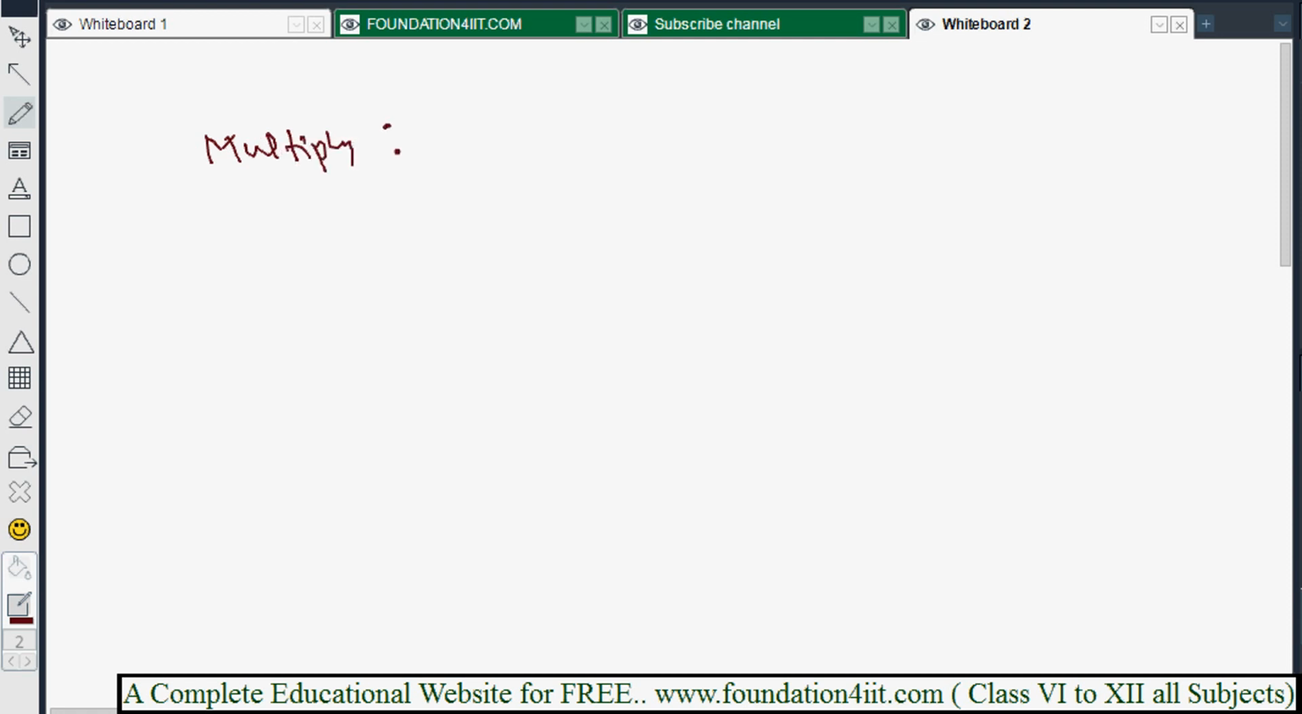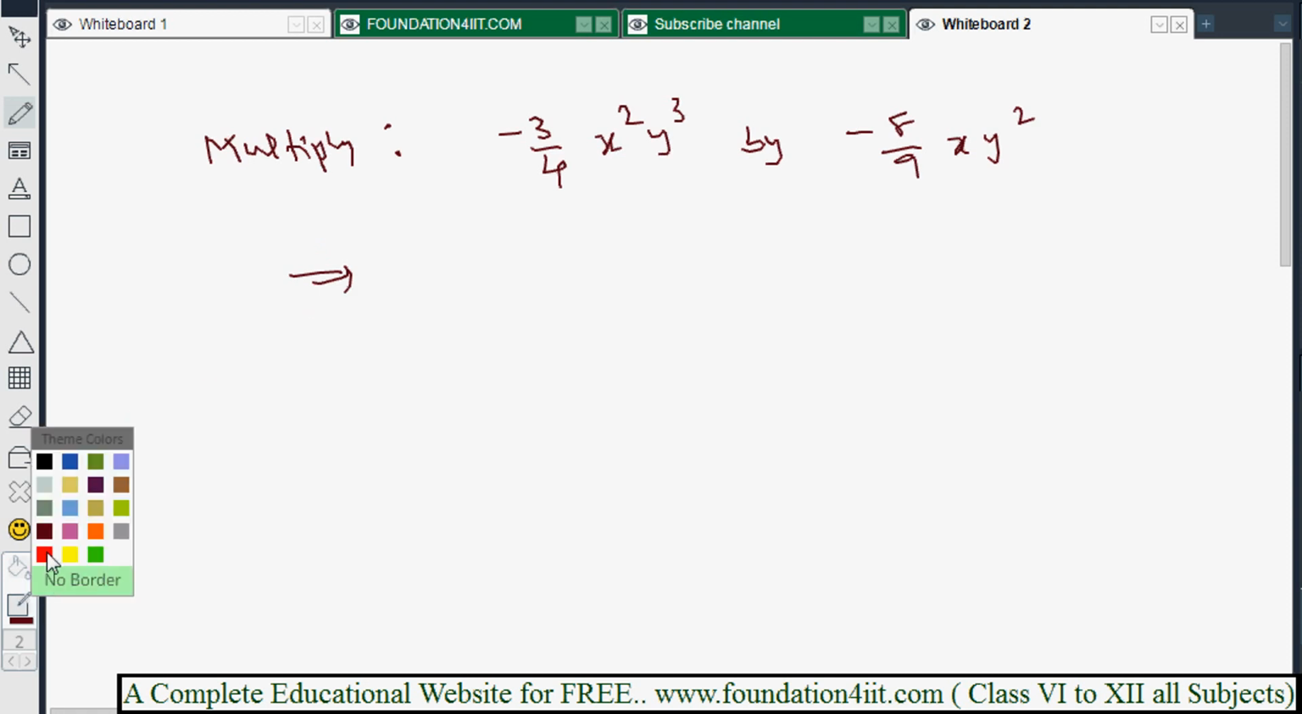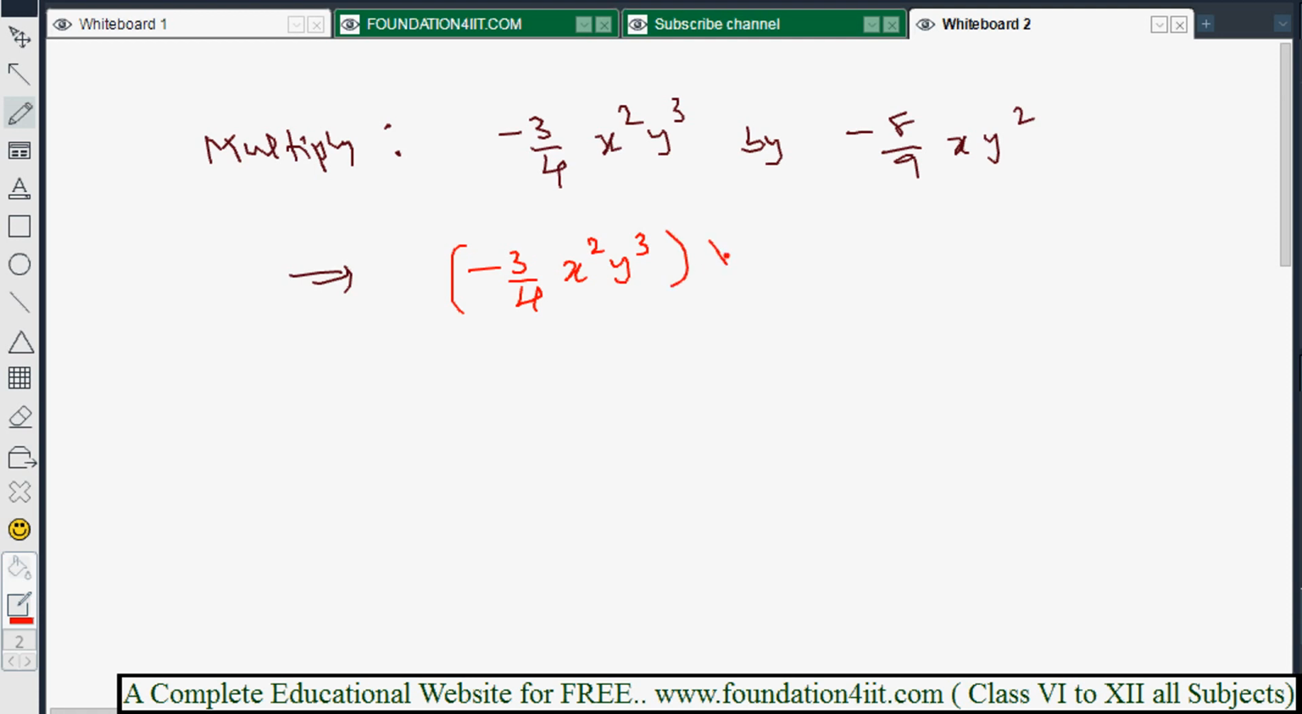So, three important concepts, three rules you remember, when I was asking about multiplication. Multiply minus 3 by 4 x square y cube by minus 8 by 9 x y square. According to our method, to multiply both, the first term minus 3 by 4 x square y cube is multiplied by minus 8 by 9 x y square.